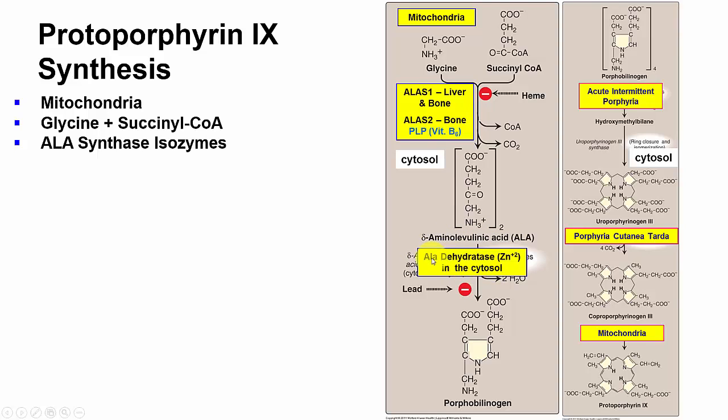Then that's acted on by ALA dehydratase in the cytosol. So it starts out in the mitochondria, then moves into the cytosol. In the cytosol, that goes to porphobilinogen. So porphobilinogen is this product here, and if you have lead poisoning, and some children live in houses where there's old lead paint, that is one of the factors.